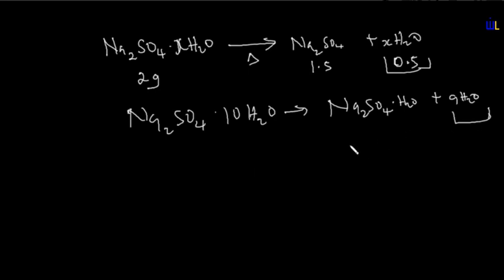Now, before I even continue, I would like you to also notice this 9H2O. Does it necessarily tell us the total number of water of crystallization? I'm asking a question. When we find out that 9 water was lost, does it mean that the total number of water of crystallization in this salt was 9?